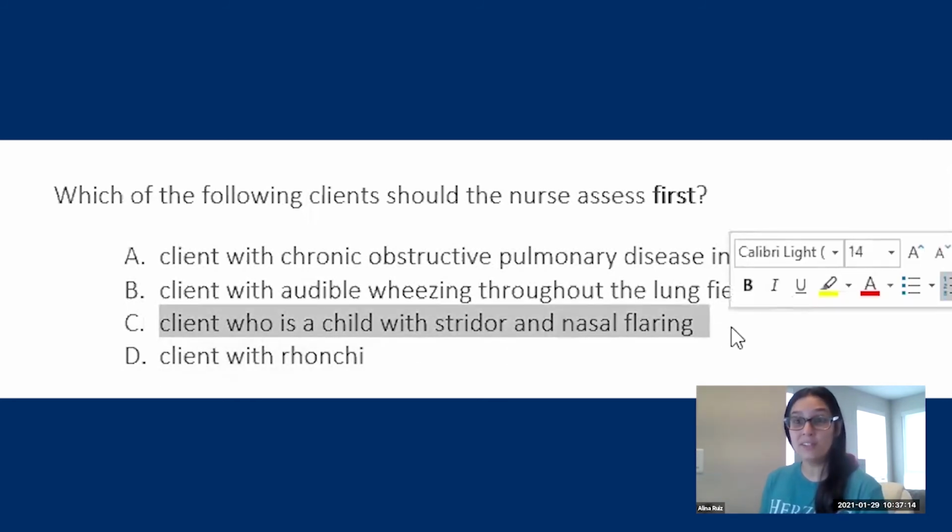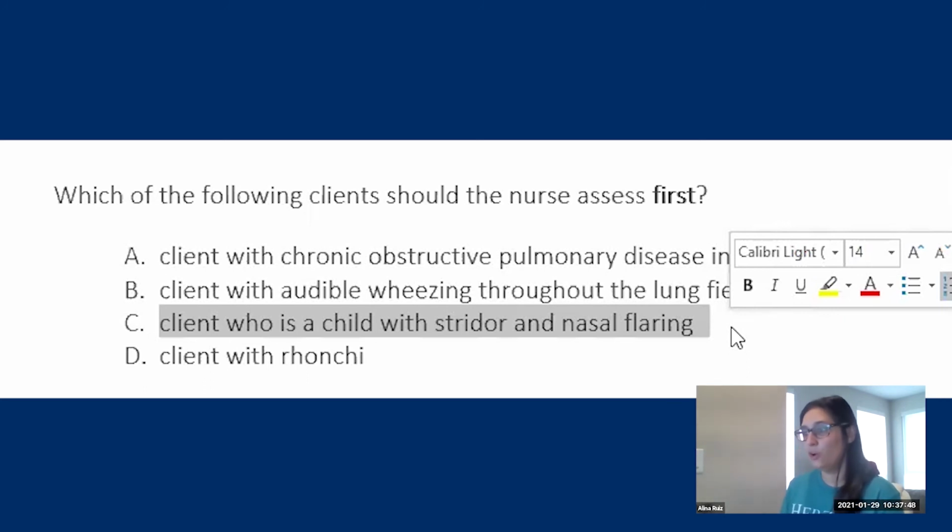This question is trying to figure out if you know that stridor is a medical emergency. That means that the client's airways are starting to close off. If we don't intervene, we have to take this all the way through our Kaplan decision tree, or how we would go about answering this question. The algorithm would be, what is the outcome of our options? So if we don't intervene for a child with stridor and nasal flaring, this is a medical emergency. This client could have some pretty negative outcomes.